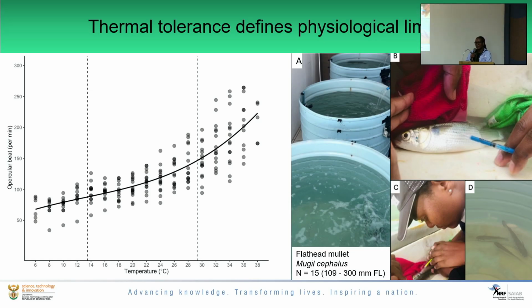And then we continued to look at the opercular beat movement of mullets in order to determine when they start experiencing physiological stress. During the same experiments, we had cameras in the water tanks to see the opercular beats, which we counted and plotted here. And then we modeled to see the breaking points, which are these dashed lines here. And we see that the mullets start showing physiological stress way earlier than their limit, at 13 degrees and 27 degrees as shown there.